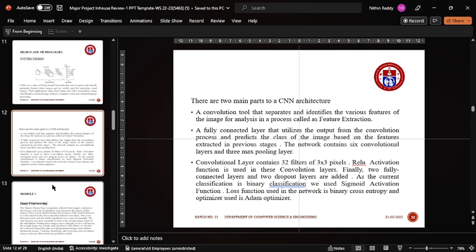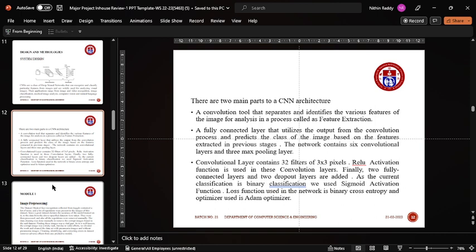There are two main parts of CNN architecture: a convolution tool that separates and identifies the various features of the image for analysis in a process called feature extraction; and a fully connected layer that utilizes the output from the convolution process and predicts the class of the image based on the features extracted in previous stages. The network contains 6 convolution layers and 3 max pooling layers.